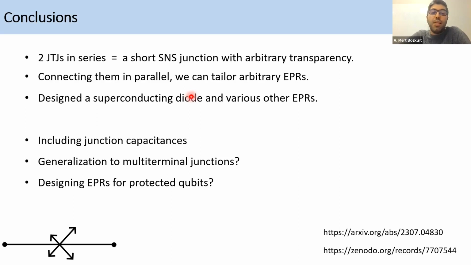What's next would be to include junction capacitances, because what I showed you is the classical limit, where in principle you can have a small but finite charging energy of the island between the two tunnel junctions. Furthermore, I showed you a two-terminal junction; in principle, you can have a multi-terminal generalization of such a junction, which we can investigate. And finally, we can use this tunnel junction array to design energy phase relationships for maybe protected qubits or something more interesting. With that, I would like to conclude.